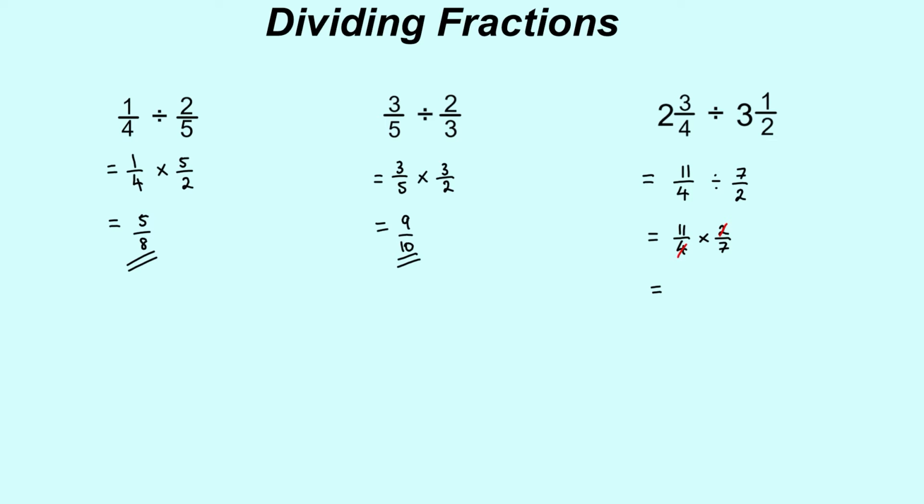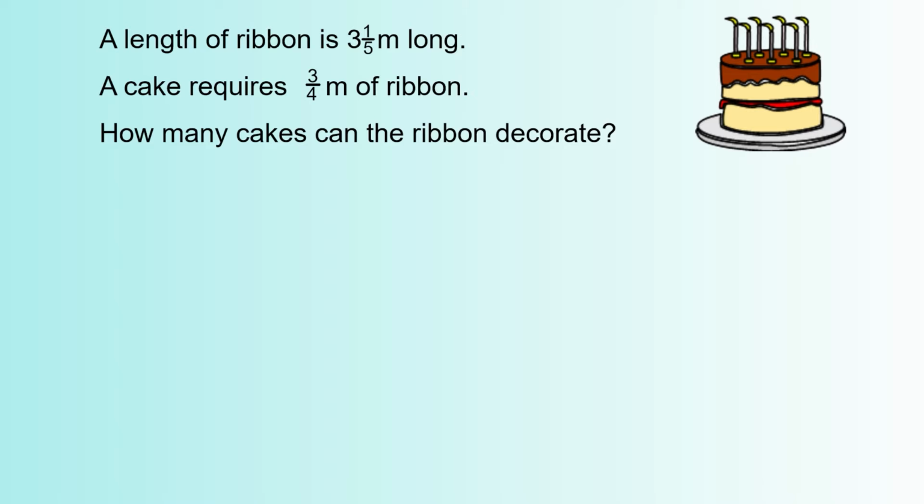How many 2s in 2? 1. How many 2s in 4? 2. And it just makes things a little bit easier at this stage. 11 times 1 is 11, over 2 times 7 is 14, and we end up with 11/14 as our final answer. Okay, and there's lots of different varieties of questions where this can be used in a context.